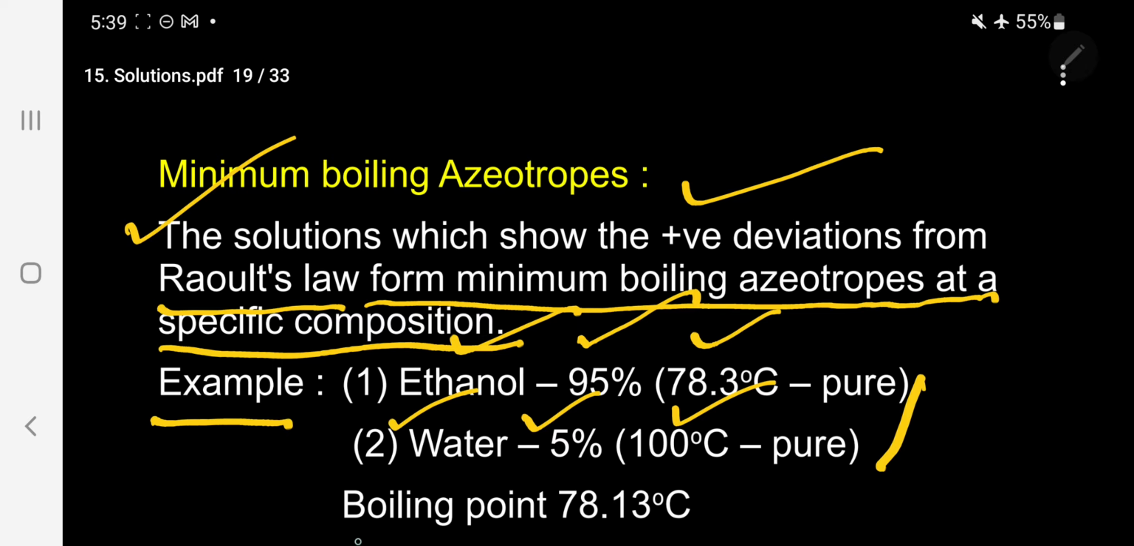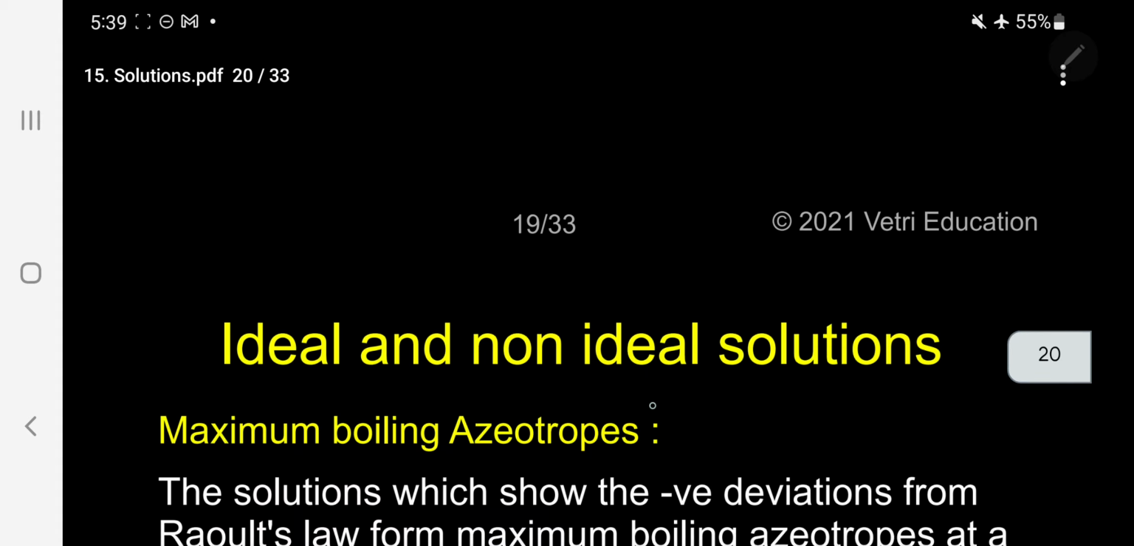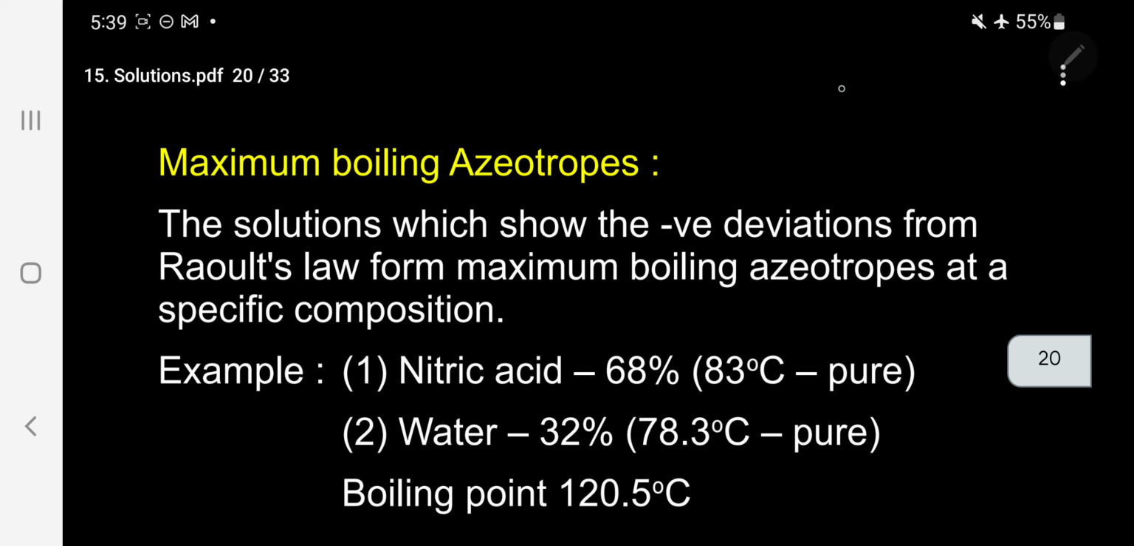that is an azeotrope, having a boiling point of 78.13, and the composition is 95% alcohol, 5% water, coming out as a constant liquid. Please follow. This is having lower boiling point. Lower means you just say positive, LP, you remember. Lower boiling, you just remember positive deviation. A specific example, LP.